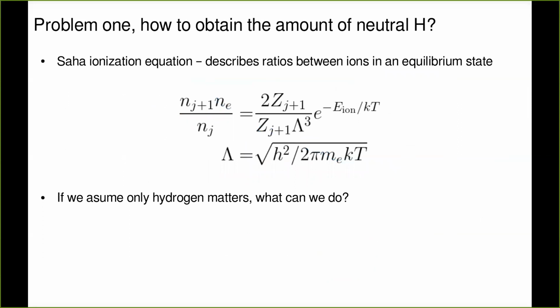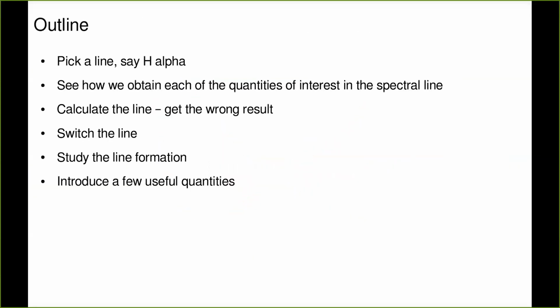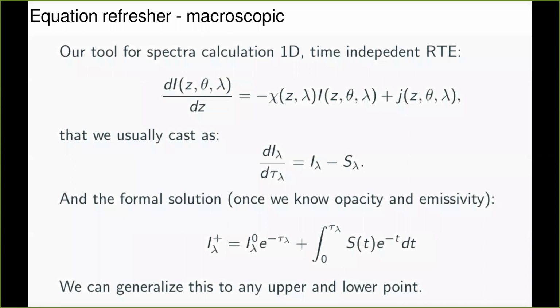So let's go to this one here. This is our radiative transfer equation formal solution. What I'm going to assume is that tau lambda is very large, because here I'm integrating over the whole atmosphere. And we have seen that tau lambda for the whole atmosphere is indeed very large. For H alpha, it went up to like 10 to the 5.